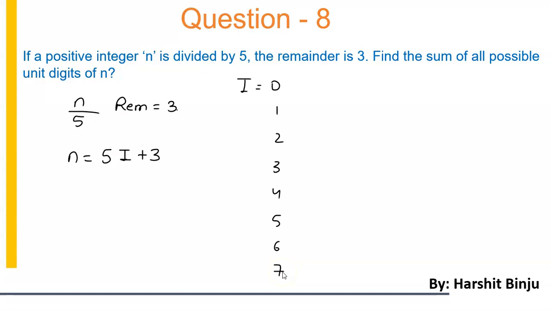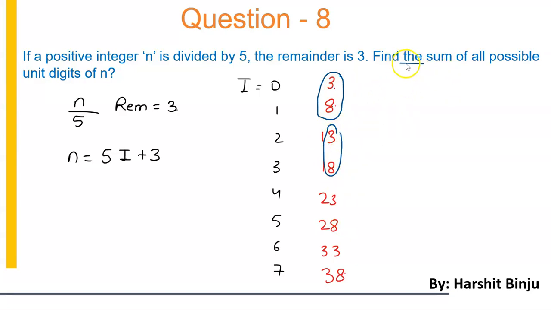Let's see whether we'll get a cyclicity or not. Because if we do, then we don't have to worry about it. If we don't, then it becomes a problem for us. So when I put i equal to 0, the value of n will simply be 3. When i is 1, it will become 8. When i is 2, it will be 13. Then 18, then 23, then 28, then 33, and then 38. There are only 2 possible values at the unit digit, that is 3 and 8. Nothing else is happening.